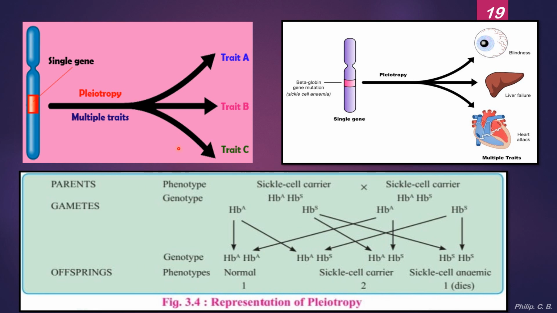Here I added two simple images: single gene pleiotropy, multiple traits. So trait A, trait B, trait C. As we read out, one gene is responsible for two or multiple traits, which is termed what? Pleiotropy. That's why I added this image to make you understand. The beta globin gene mutation, that is for sickle cell anemia, is a single gene pleiotropy; it can be responsible for blindness, liver failure, and heart attack. So it can have multiple traits, trait A, B, C, as I showed in the examples of three organs which can be affected by this single gene.